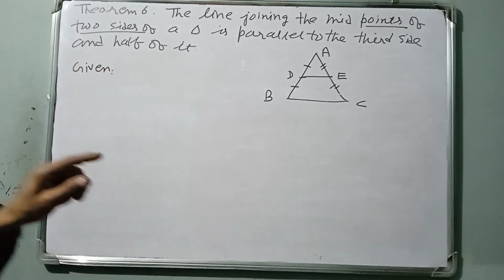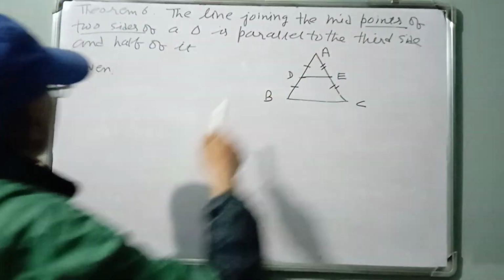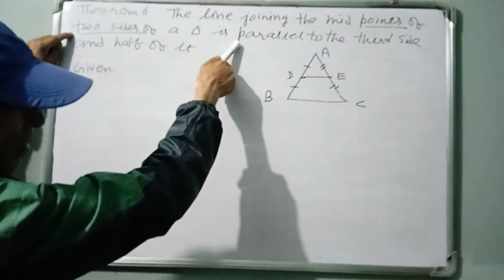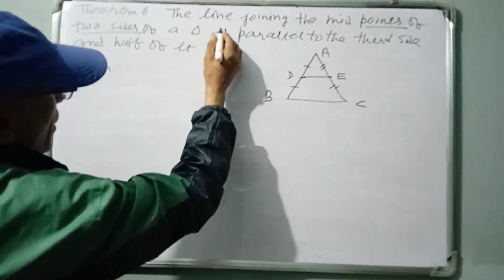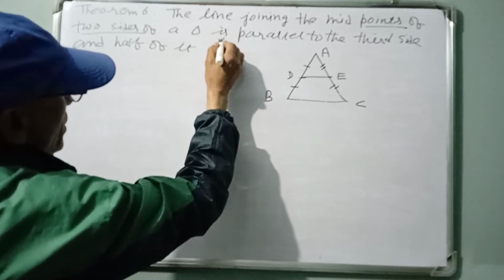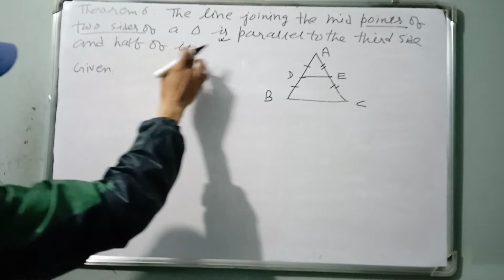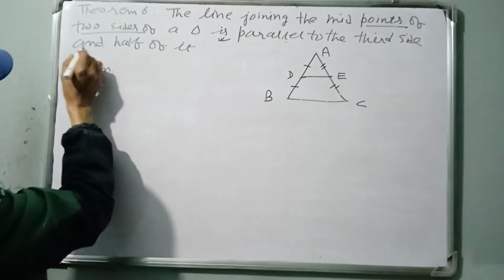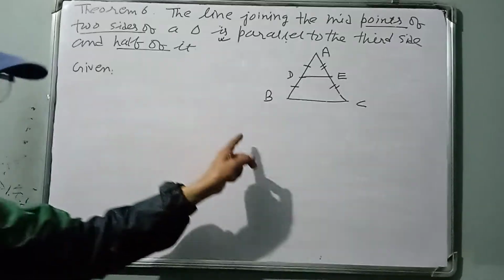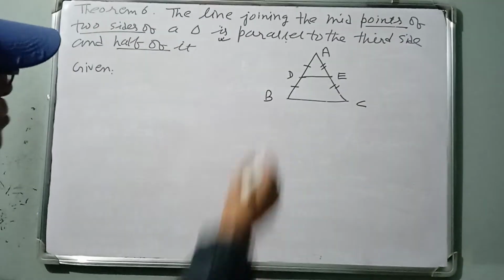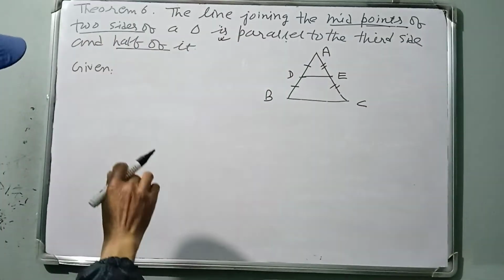Which is given, which is to prove? The line joining the midpoints of two sides of a triangle: up to here it is given. Now, to prove is that it is parallel to the third side and half of it. Parallel is to prove and half of it is also to prove. Midpoints are given, parallel is to prove and half is also to prove.